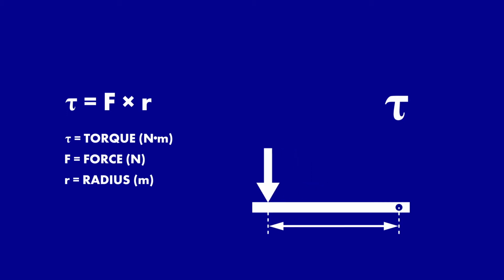Another factor in the amount of torque generated is the angle at which the force is applied. Any force applied at an angle that is not perpendicular to the radius will reduce the amount of torque generated. So we will only discuss forces applied perpendicularly for simplicity.